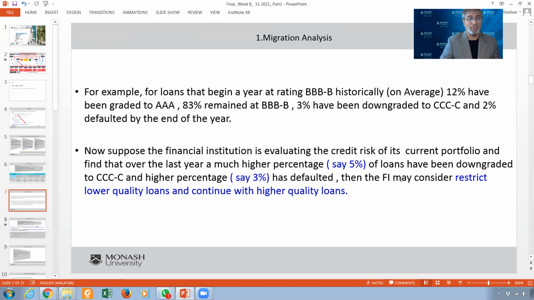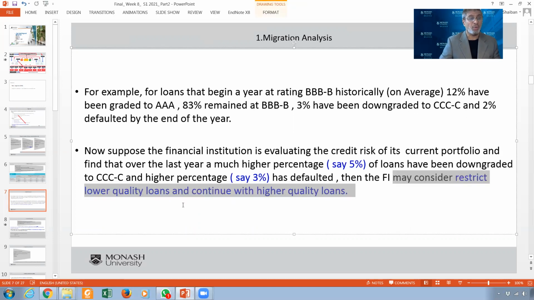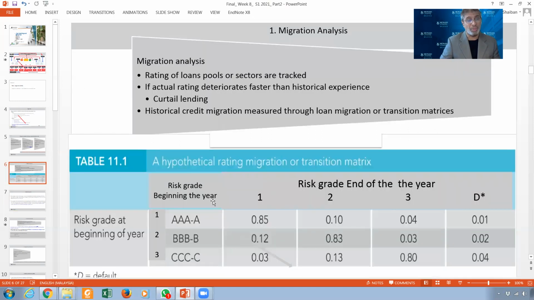So one of the things you may consider is to restrict lower quality loans and continue with higher quality loans. Maybe you think to go to triple A also. So you just leave the B. C also can be an option, but in this case, A also is another option. You may consider that, but actually you may limit investing in triple B.